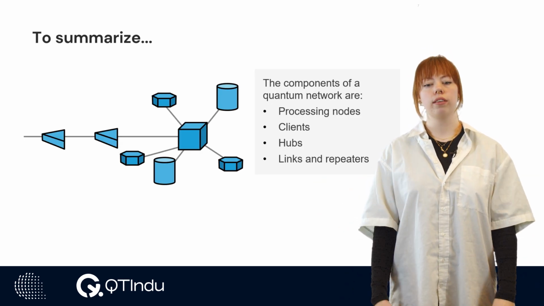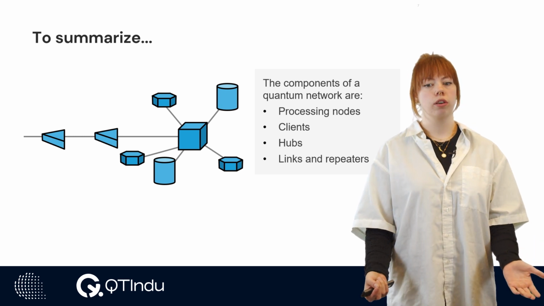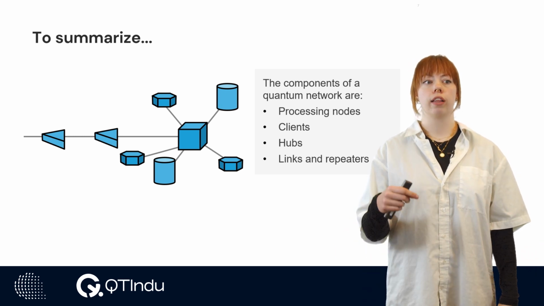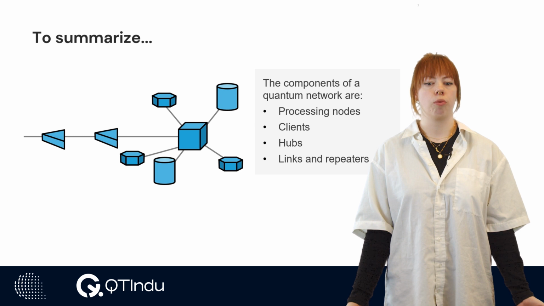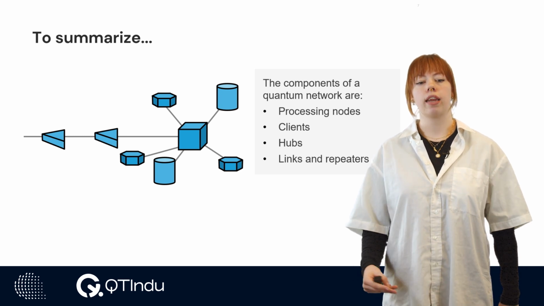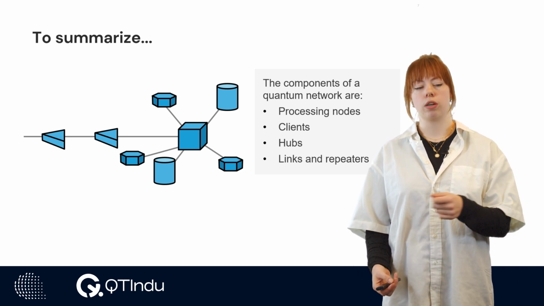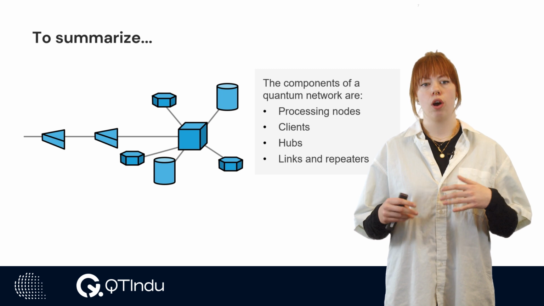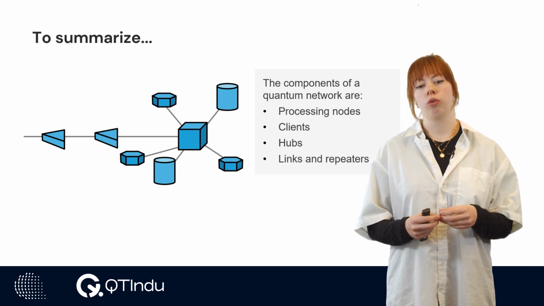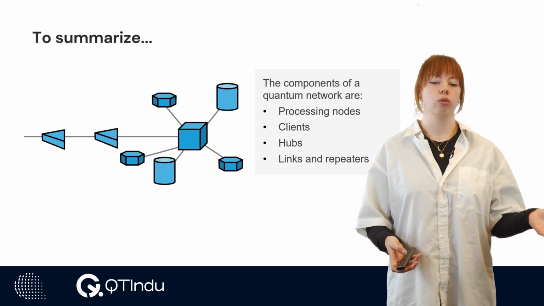So to summarize, the components of our quantum networks are processing nodes and clients that in metropolitan networks are connected to a hub, and then they are connected through quantum links in the form of optical fiber, and to cover larger distances, we use repeaters.